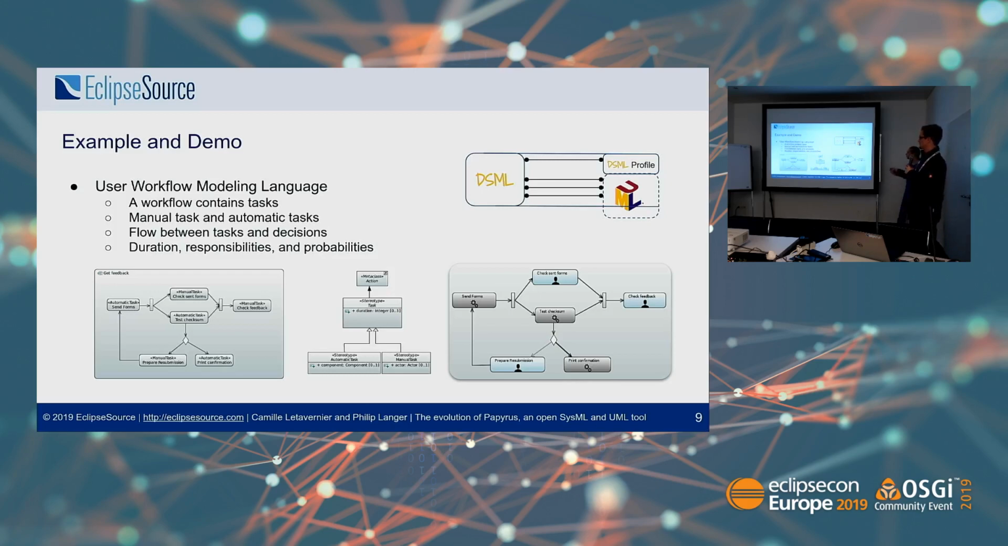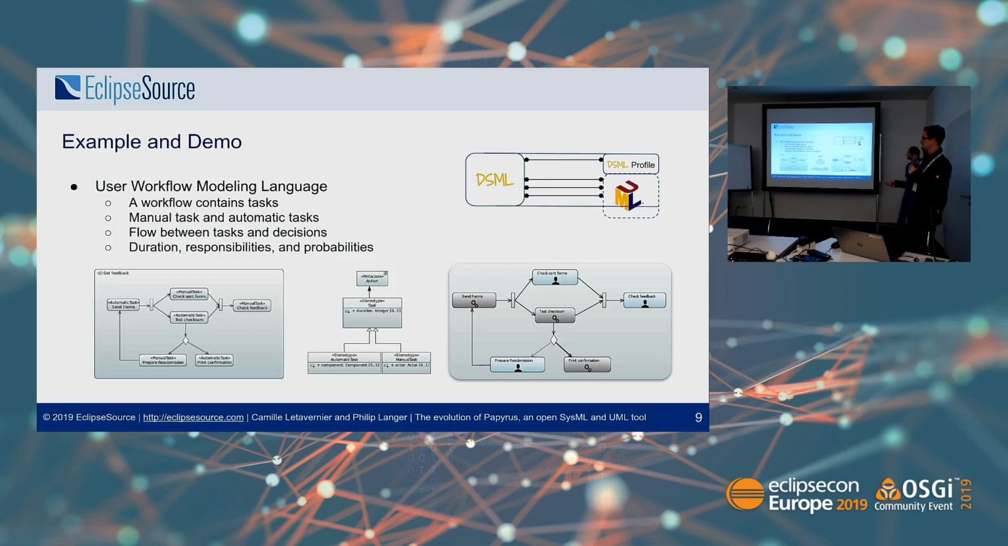Basically, there is a small example that I would like to show. Think of you would like to create a workflow modeling language which consists of manual tasks and automatic tasks, for instance. Among those tasks, you can have a flow and things like parallelization or decisions. And you want to record for each of those tasks, for instance, how long they are going to take, who is responsible for them, and for all the decisions you want to record probabilities.